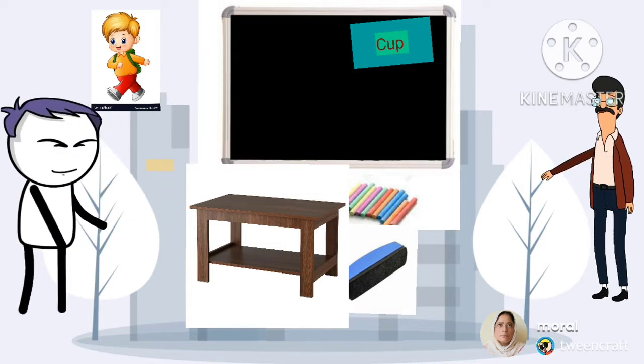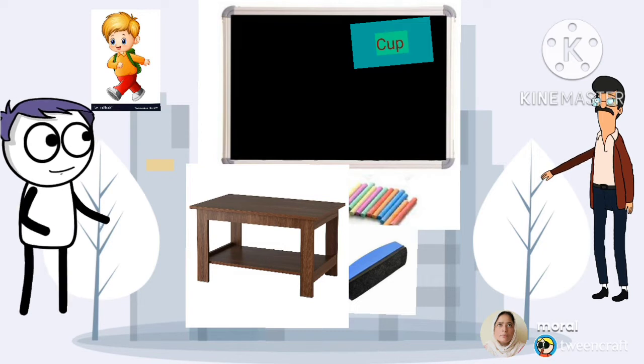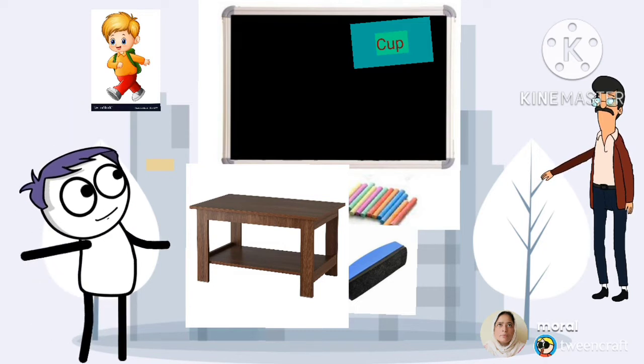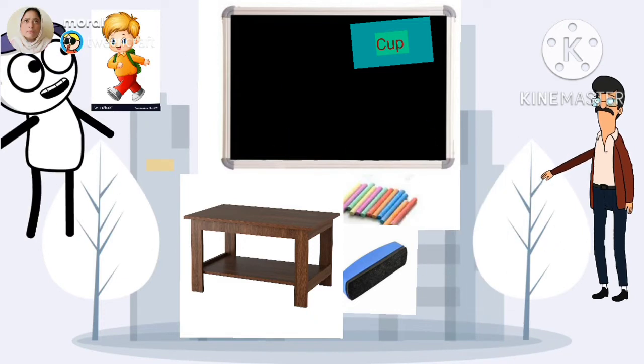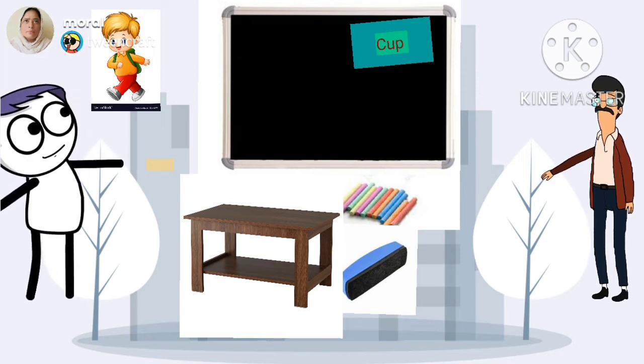Chintu, which things are available here? Sir, there are many types of things available here, like table, color chalk, duster and all. Correct. Chintu, take the duster in your hand and keep it on the table. Okay, sir.